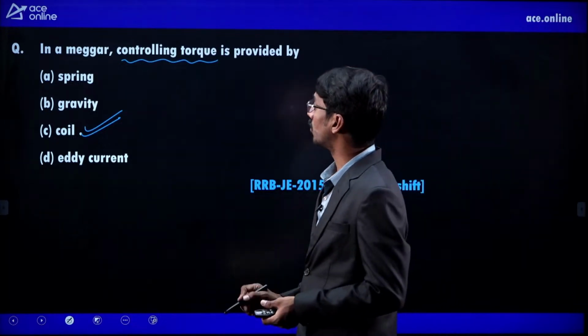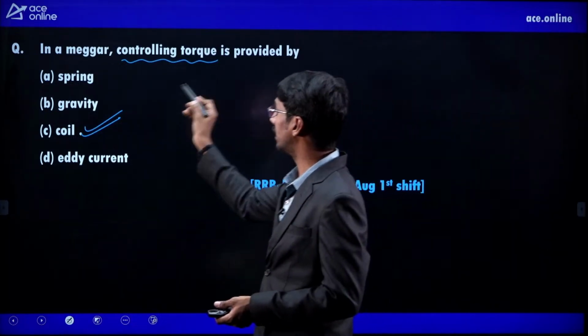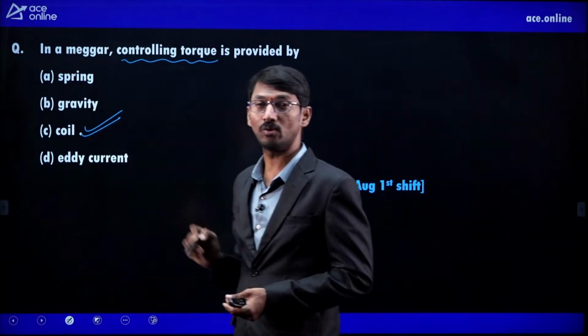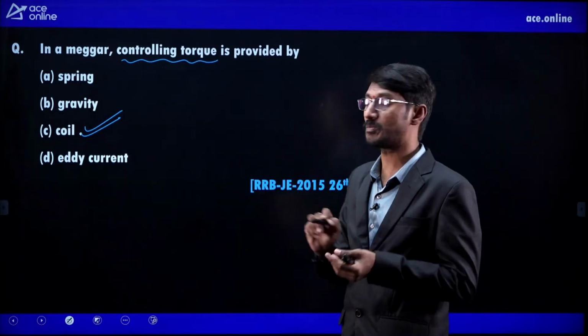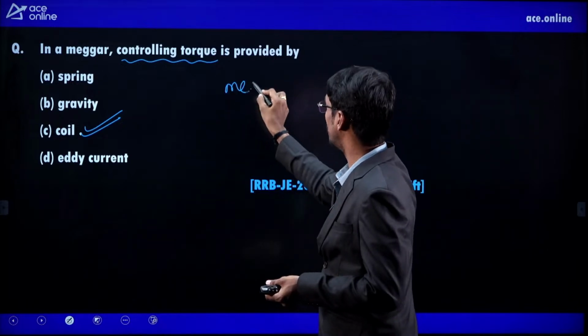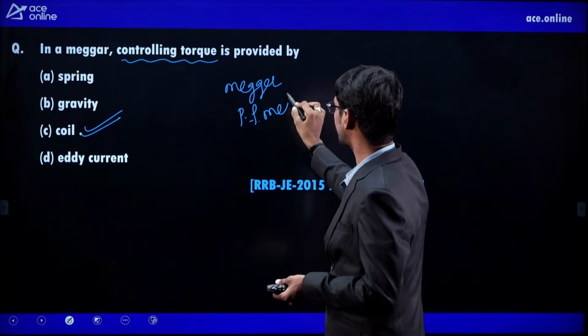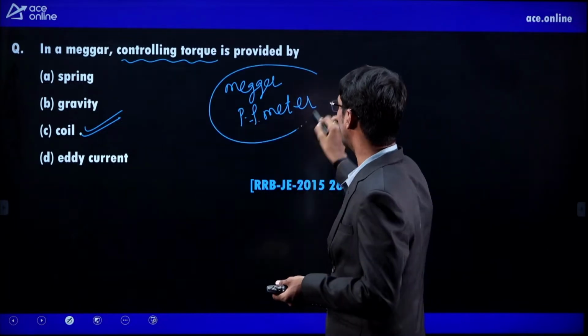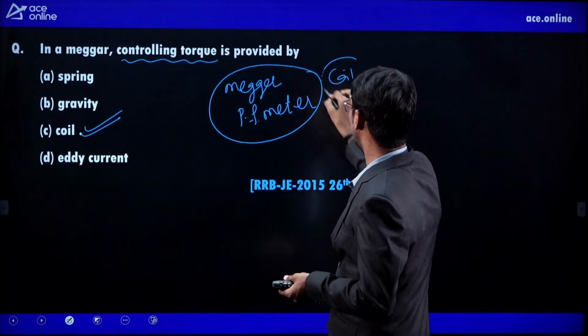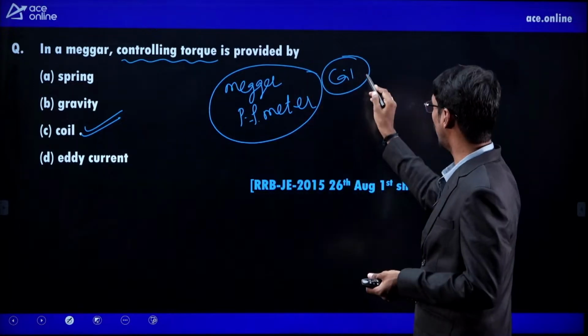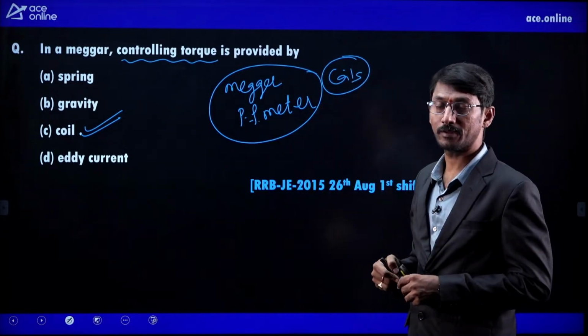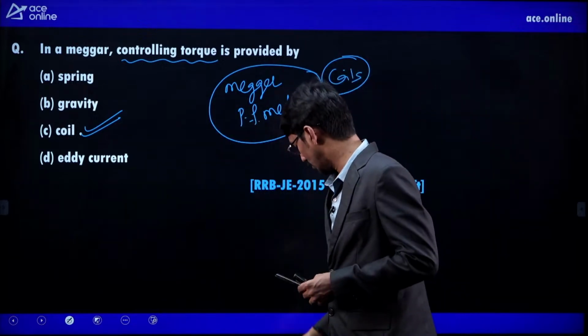No, spring we don't provide. We provide the controlling torque with respect to the coil in the Megger as well as the power factor meter. In both cases, we are using coils only, and with the coils only we are going to get the controlling torque. Other than these two, everywhere it is spring. Yes, your answer is correct.